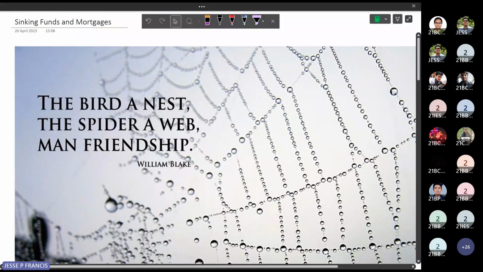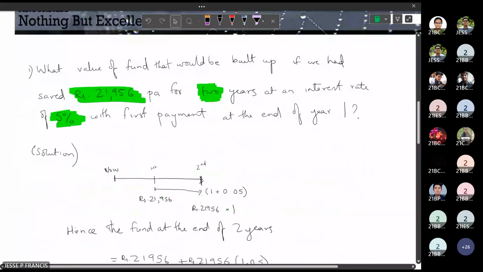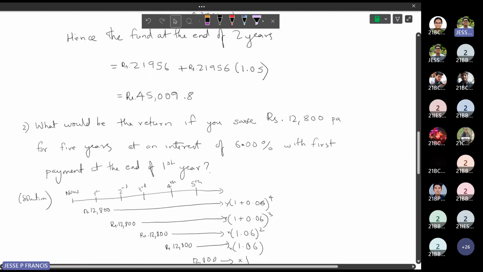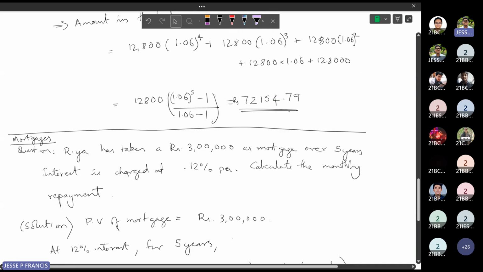Now, here we are talking about how much we are saving every annum or a certain period of time, for how many years, at what interest. In that case, we talked about something similar to a sinking fund, that is, to find the fund at the end of 2 years or things of that sort. We did a lot of problems.